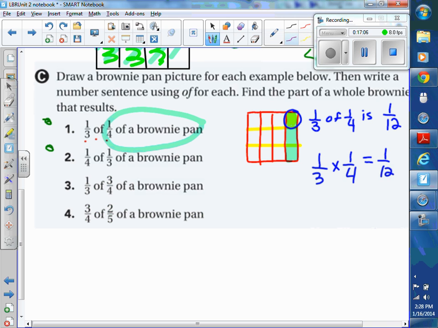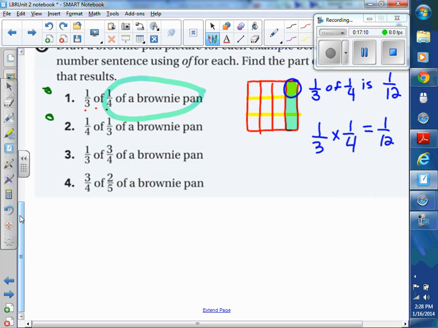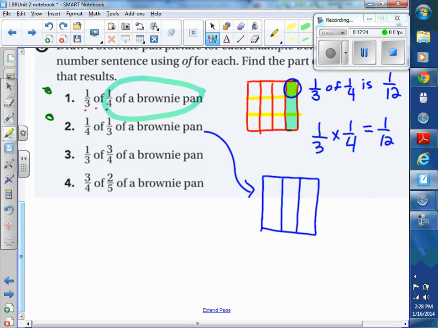So Ryan, what about the next one? A fourth of a third. Is that going to be the same or different? It's going to be the same, because if I want to do a fourth of a third, even though I start with the third now, and I shade that in, now I'm going to take a fourth of it, so I'm going to divide it this way into 4 parts, and I still have 1 out of 12.